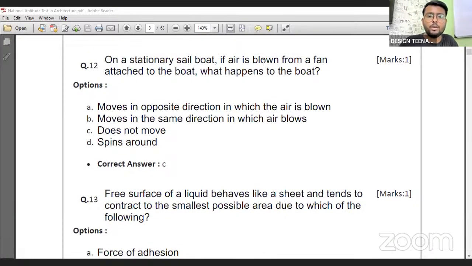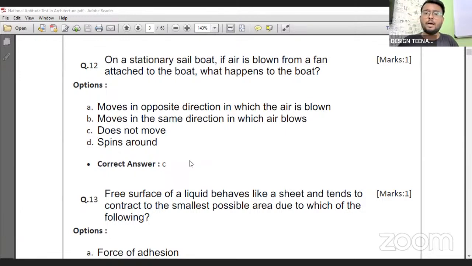Now, for example, see question number 12. On a stationary sailboat, if the air is blown from a fan attached to the boat, what happens to the boat? What do you think will happen? Moves in the opposite direction in which the air is blown, moves in the same direction in which the air is blown, does not move, spins around. What will happen? Moves in opposite direction. See, the answer is definitely given. You can see that it will not move. Now we need to understand why it will not move.